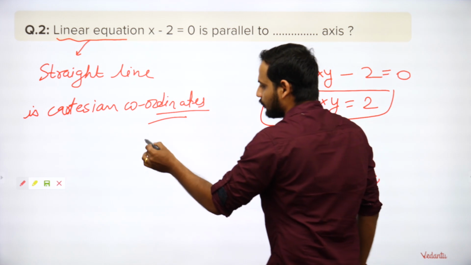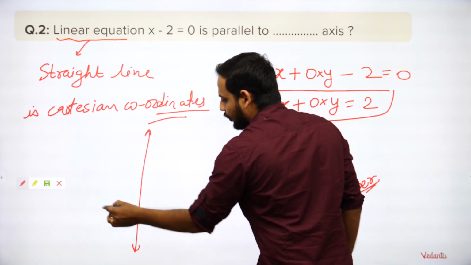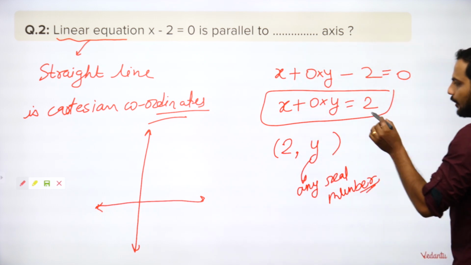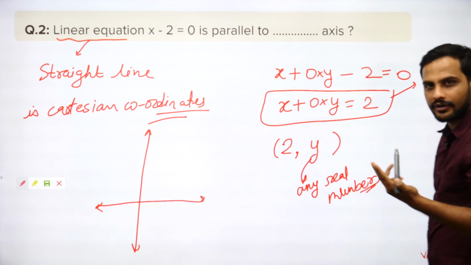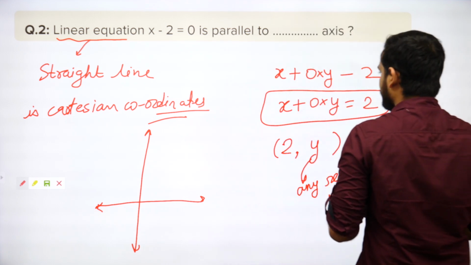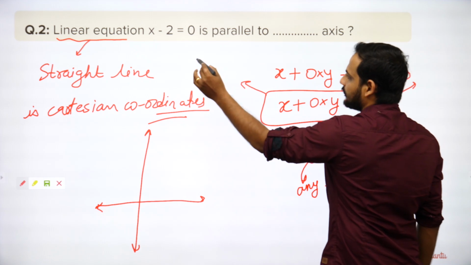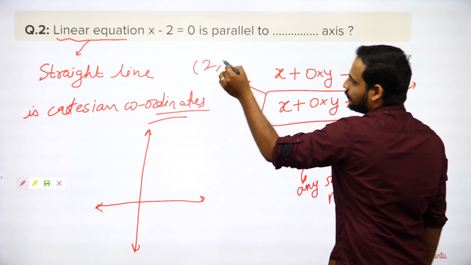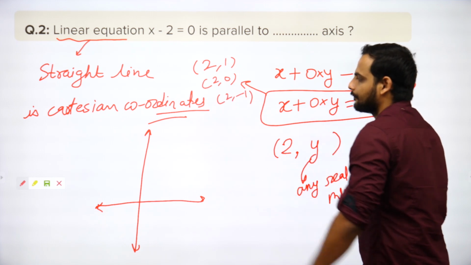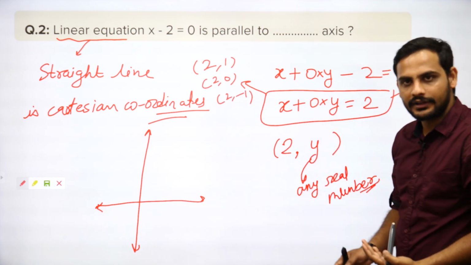Okay, so now the graph of this line, how many points will be satisfying? I need only 3 points to draw a line, right? So I can put x as 2, y as 1; put x as 2, y as 0; put x as 2, y as minus 1. Correct? These are the 3 points. I'll join them, I'll get a line.